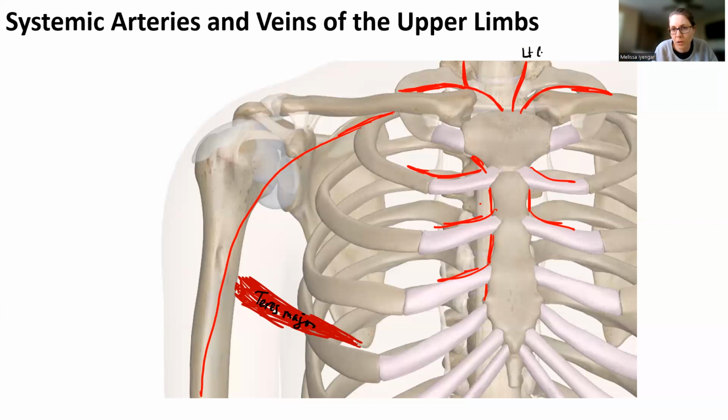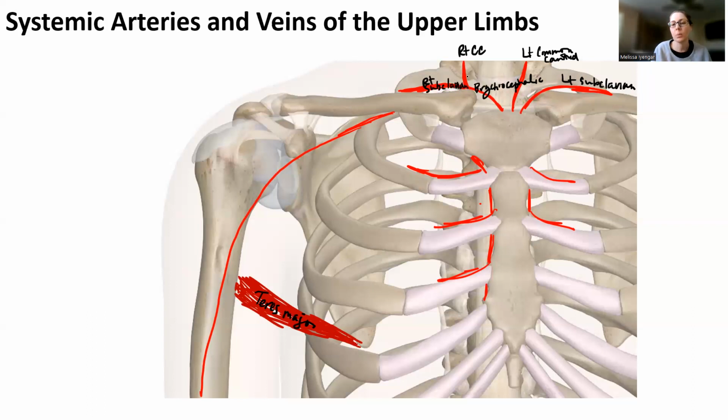This is going to be left common carotid. This is left subclavian right there. This is brachiocephalic. Sorry if my writing is a little small. I'm trying to make sure you understand exactly where I'm labeling. And then this is right common carotid. As soon as you have right common carotid, this becomes right subclavian.